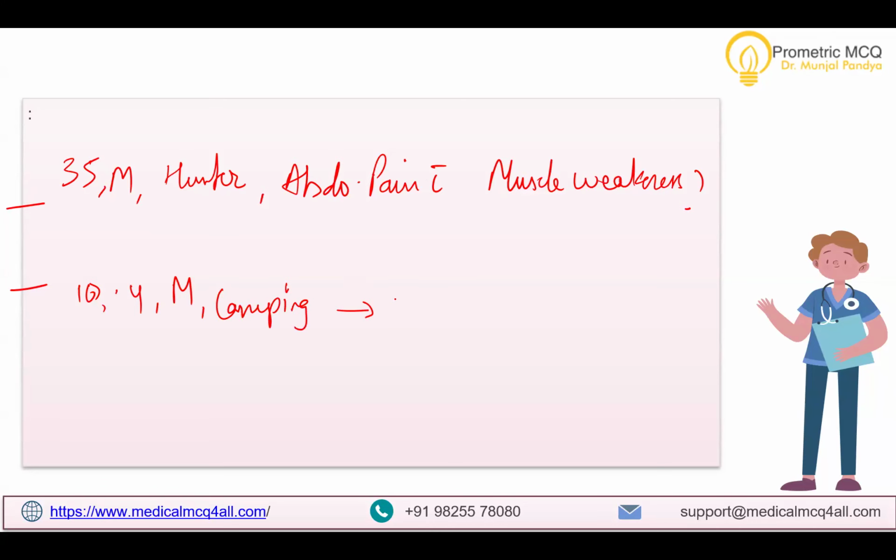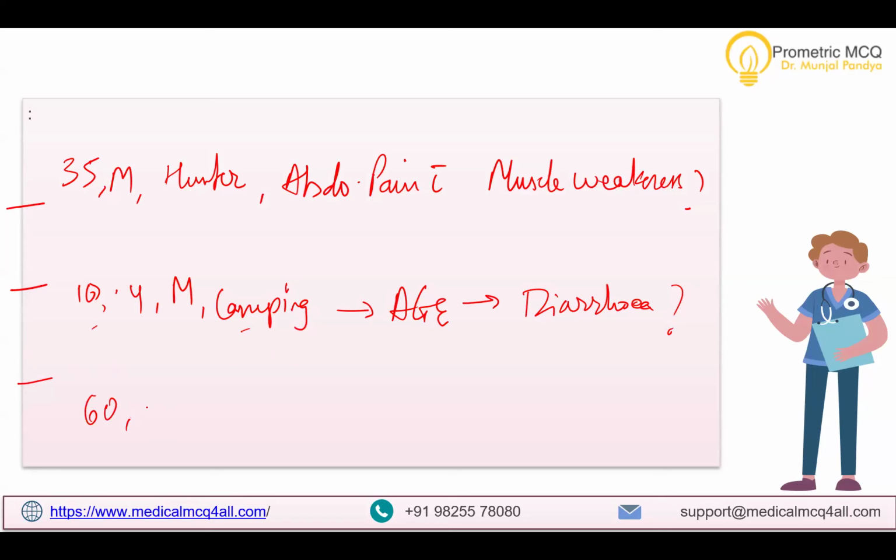A 10-year-old boy who goes for camping comes with acute gastroenteritis and diarrhea. What is the disease? Salmonella? Why salmonella? A 10-year-old boy who's going camping. Camping means giardia. Giardiasis, yes. What will be the drug of choice? Metronidazole. Very good. And now the next question.